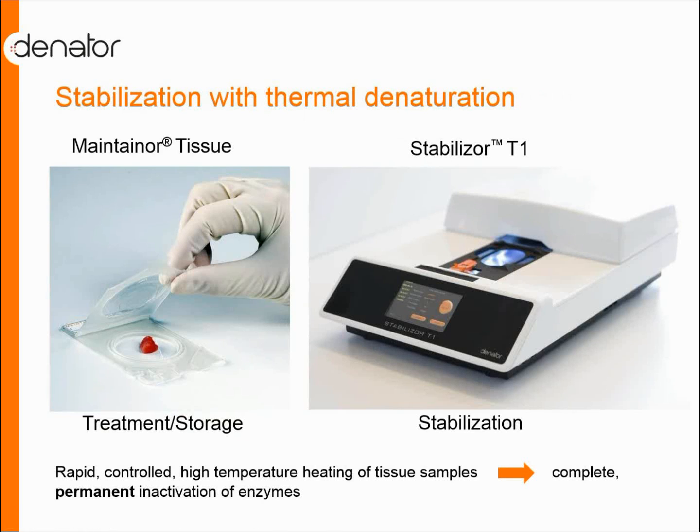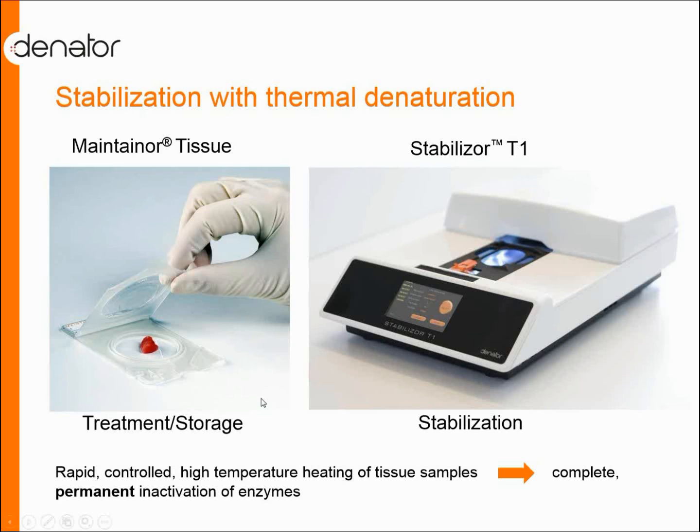And so that's the problem that we're addressing, that in this tissue there are powerful forces. There's enzyme activity which causes shifts to the analytes. And Denator have a solution that works with thermal denaturation, and we have a system. It's called the Stabilizer T1. That's the instrument on the right. It's a benchtop instrument, and it plugs in the wall, and you turn it on, and it's ready to run in roughly 5 minutes. It's pretty automated and pretty easy to run.